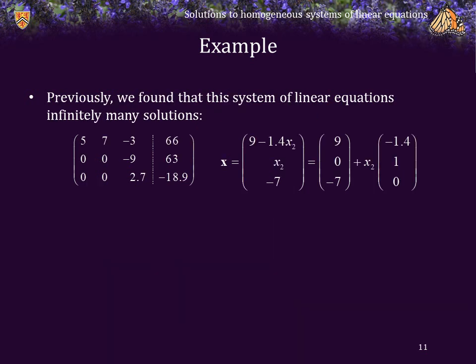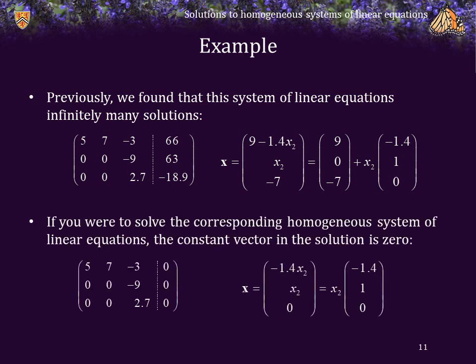Previously, we found that this system of linear equations had one free variable and therefore infinitely many solutions. If you were to return to this problem and solve the corresponding homogeneous system of linear equations, you would note that the solution is similar. However, the constant vector is now gone. Now it is simply all scalar multiples of the vector -1, 4, 1, 0.